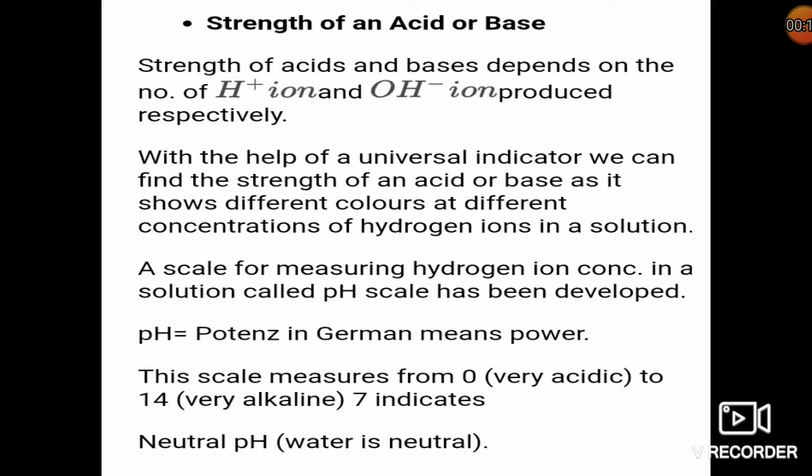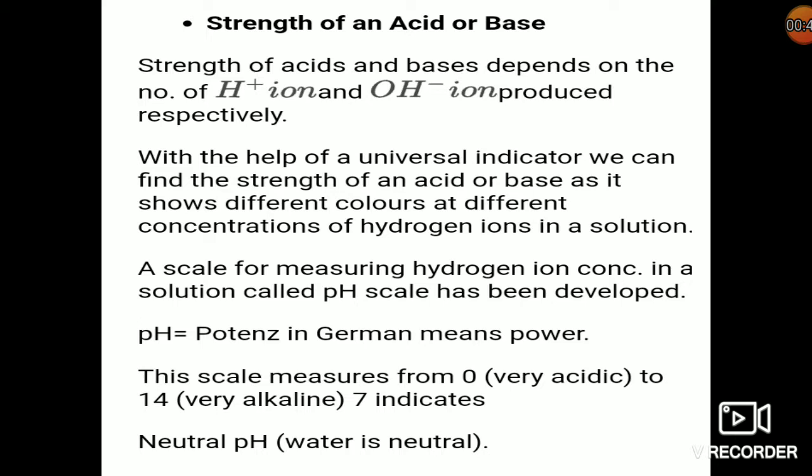Strength of acid and base. We know the strong acids are the substances that produce a lot of H plus ions in the aqueous solution, and weak acids are the ones that partially dissociate to produce lesser H plus ions. Similarly, we also know about strong bases and weak bases. Strong bases are the ones that produce a lot of OH minus ions, and weaker bases are the ones that produce lesser OH minus ions. We know how to differentiate between acid and base using various kinds of indicators.